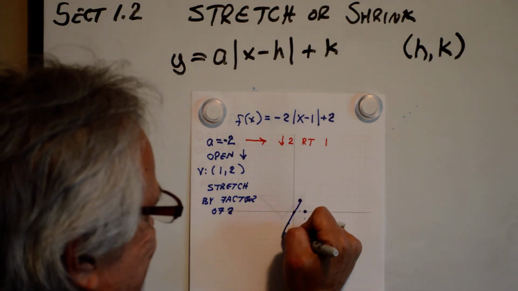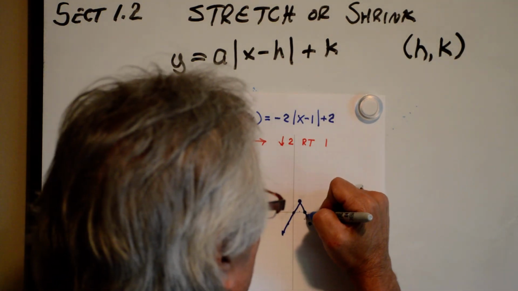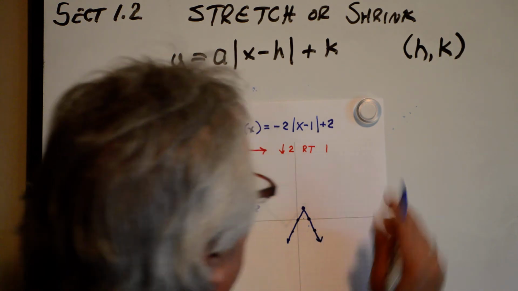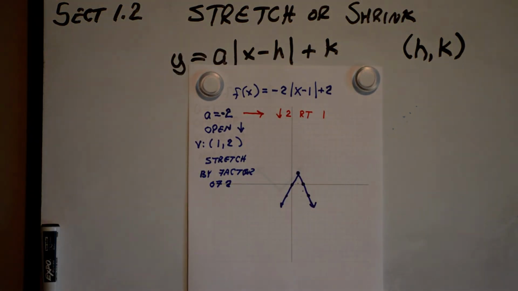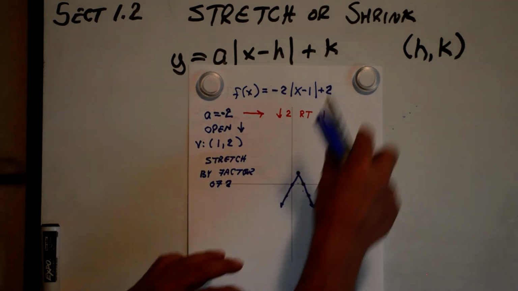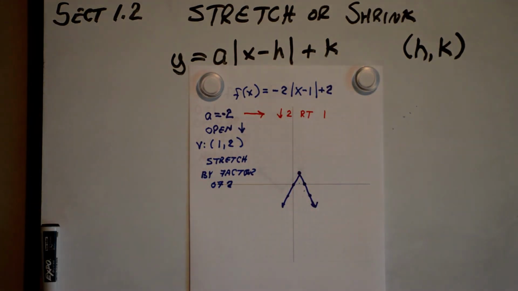If you'll notice, compared to my parent graph, it is a little bit skinnier than my parent graph because I have a stretch. Okay? So now, that was example number 2.